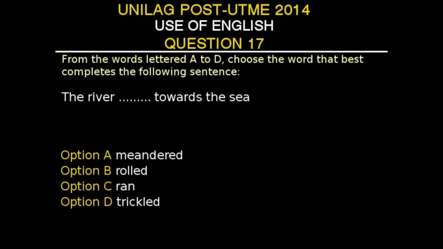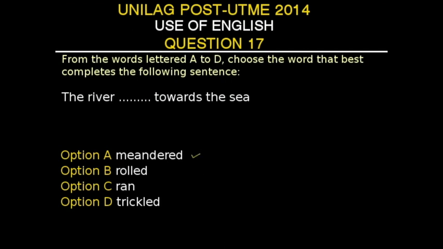UNILAG post UTME 2014, use of English, question 17. From the words lettered A to D, choose the word that best completes the following sentence. The sentence is, the river dashed towards the sea. Option A, meandered. Option B, rolled. Option C, ran. Option D, trickled. The correct answer to this question is option A, meandered.